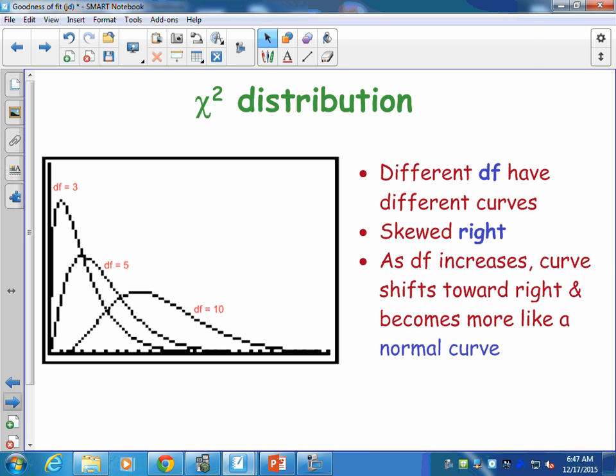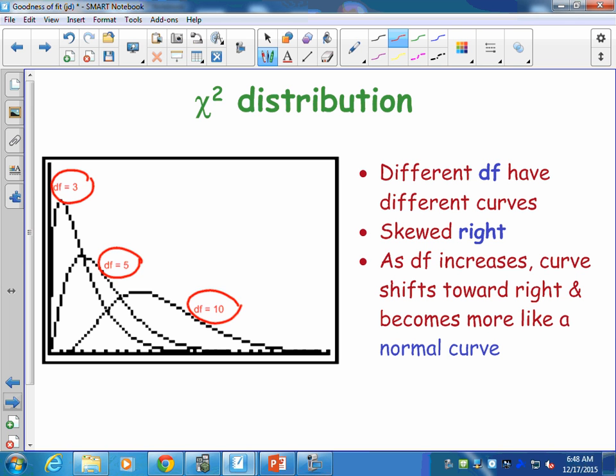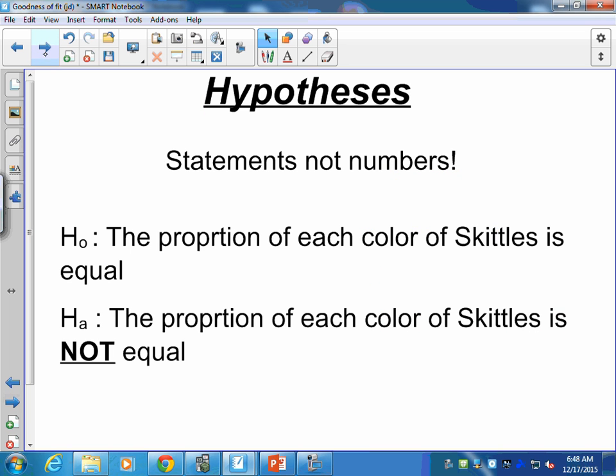The chi-square distribution is not a normal distribution. Okay, we can see the different degrees of freedom here. We can see that it's a skewed right graph, and as our degrees of freedom increase, we are going to get a distribution that becomes more and more normal overall. Also notice one other fact of this distribution. It starts at an x value of 0. There is no such thing as a negative chi-squared value.